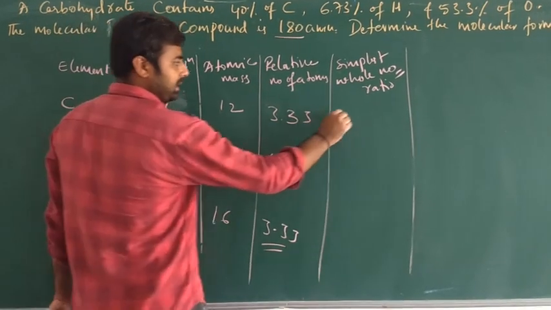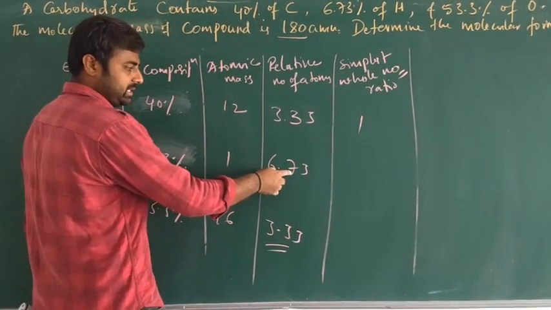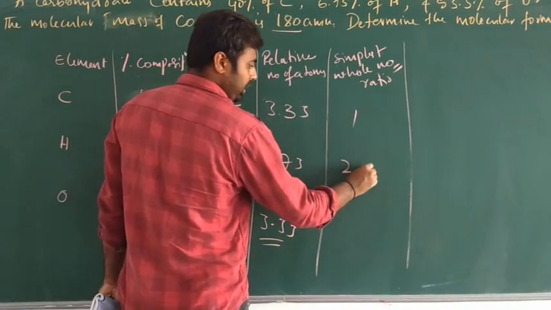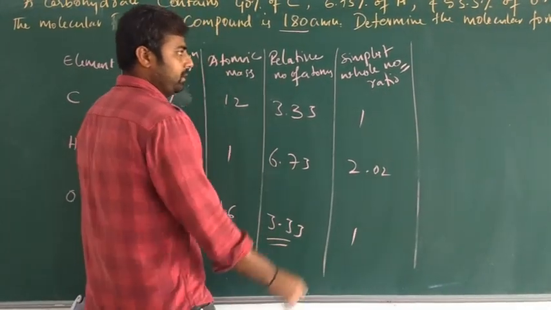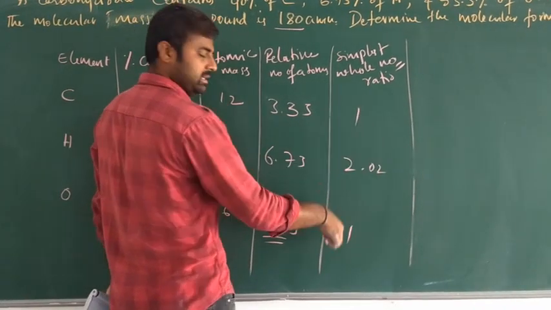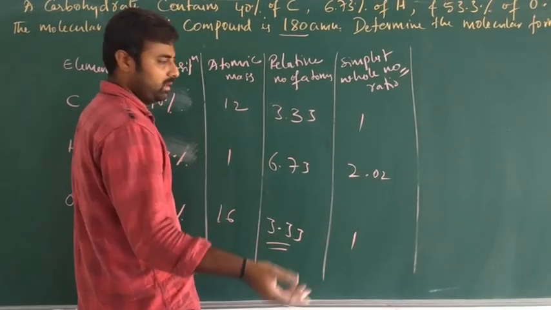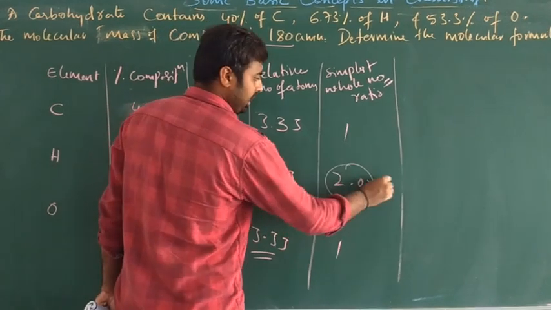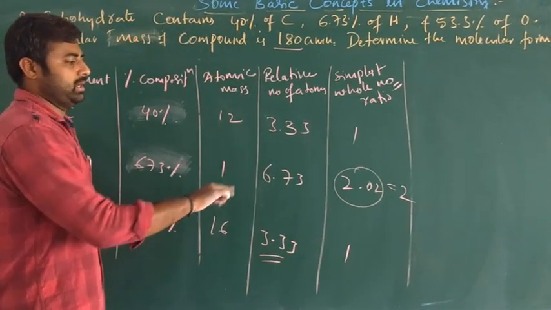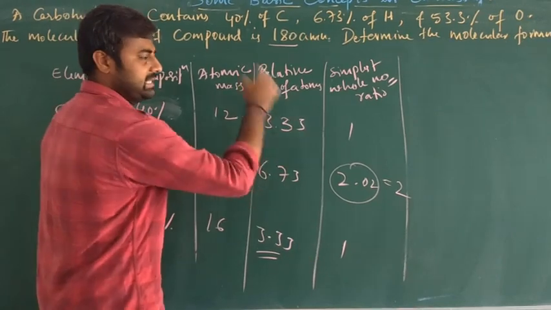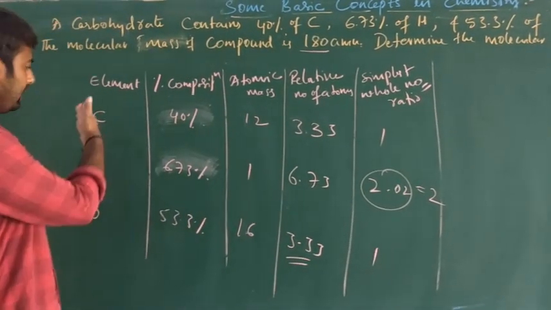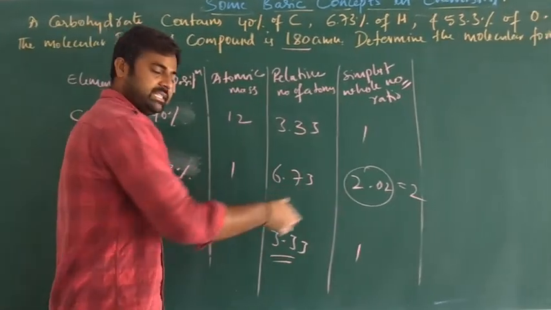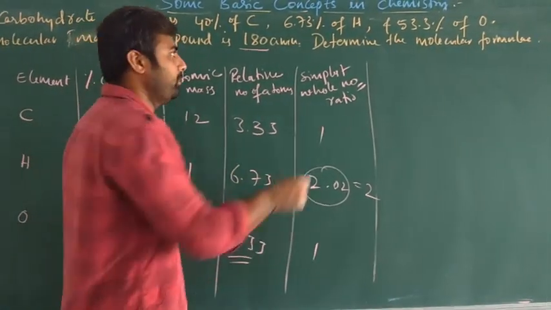3.33 divided by 3.33 gives 1. 6.73 divided by 3.33 gives 2.02. 3.33 divided by 3.33 gives 1. Almost all of these are whole numbers, except this one, which you have to write as 2. So 1 to 2 to 1, this is the simplest whole number ratio of the given elements. By using this, you can easily write the empirical formula.